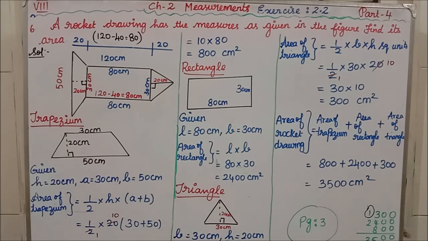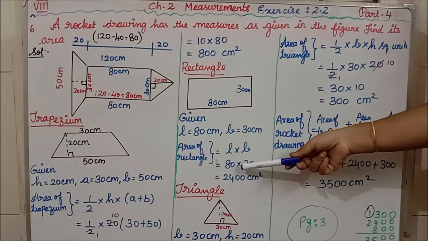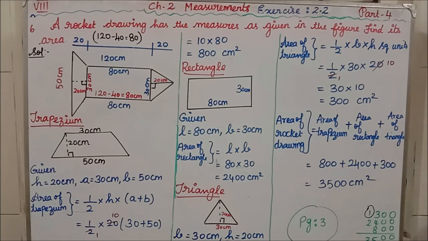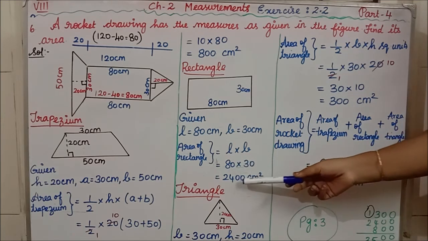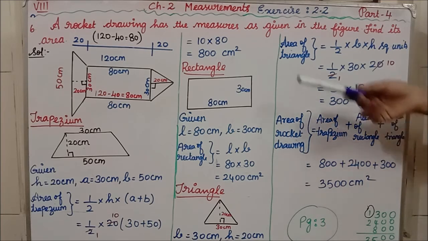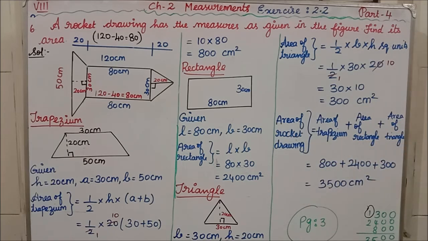Now area of the rectangle is what? This formula I think everybody knows. Area of the rectangle is L into B, which is nothing but length into breadth. Length is 80, breadth is 30. 8 3s are 24, and here we have 0 0, so 2400 centimeter square. Clear all of you? That is how we calculated the rectangle. Next we'll see the triangle.